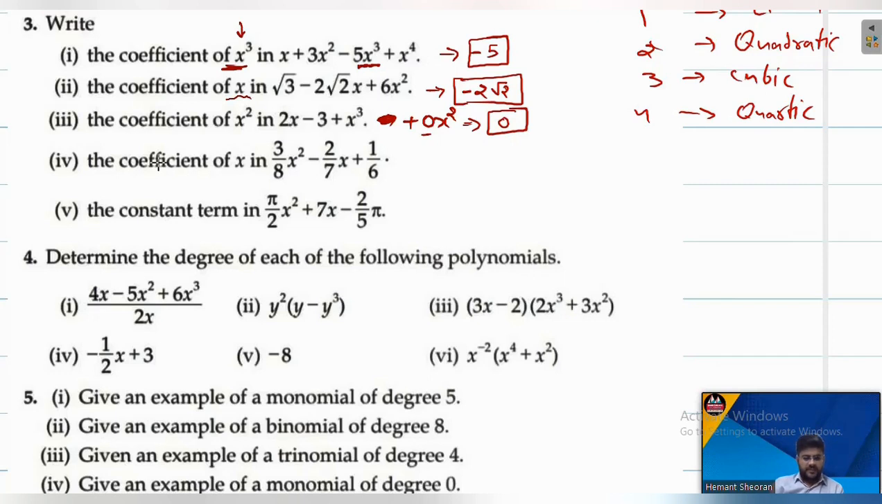Ahana, what about the fourth one? Find the coefficient of x. Negative 2 over 7. Negative 2 over 7 is good. Okay, Darshil, what about the constant term? The constant term is the term which does not have any variable with it. So which one is that? Negative 2 over 5 pi. Correct. Pi is also a constant and negative 2 over 5 is also a constant. Just a number which does not have any variable with it is known as a constant.